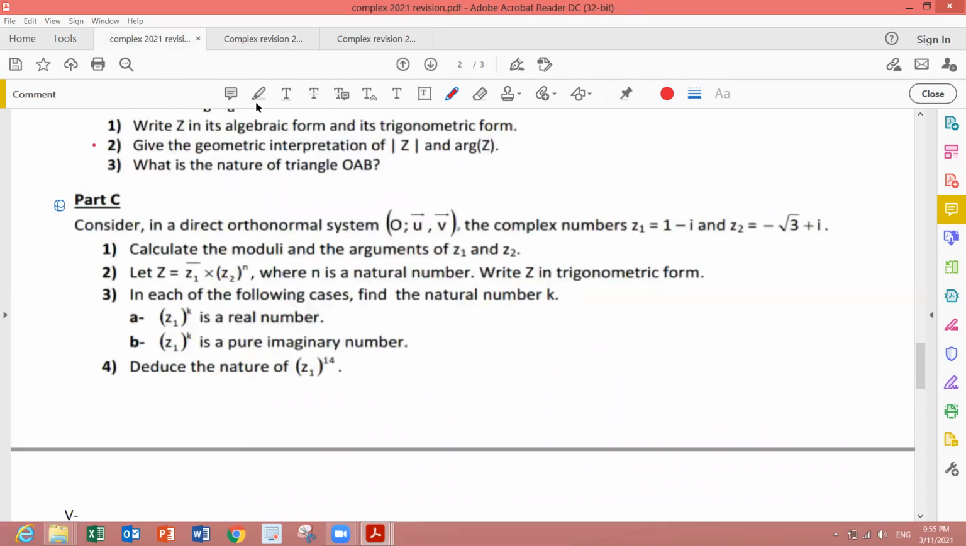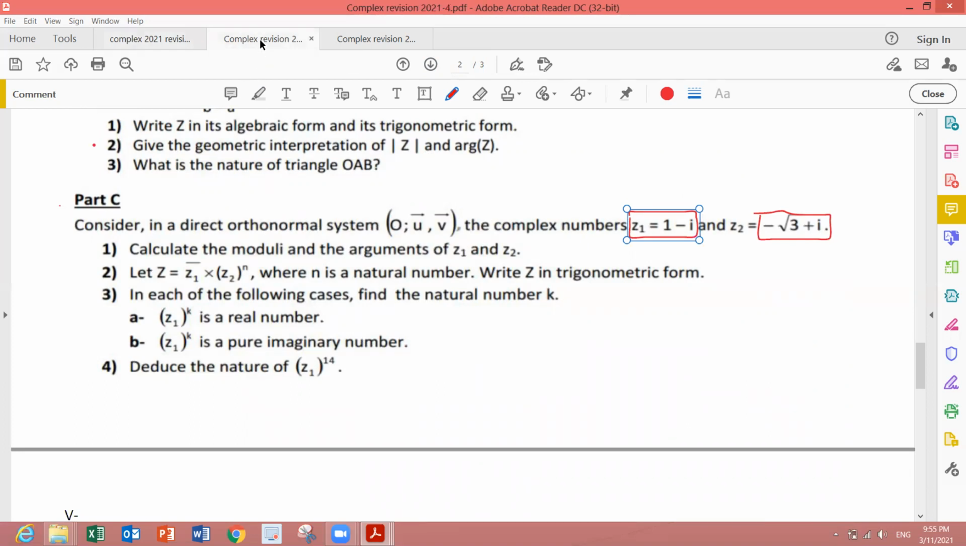Part C. Consider in a direct orthonormal system OUV the complex numbers Z1 equals 1 minus i and Z2 equals minus radical 3 plus i. Calculate the moduli and the arguments of Z1 and Z2.